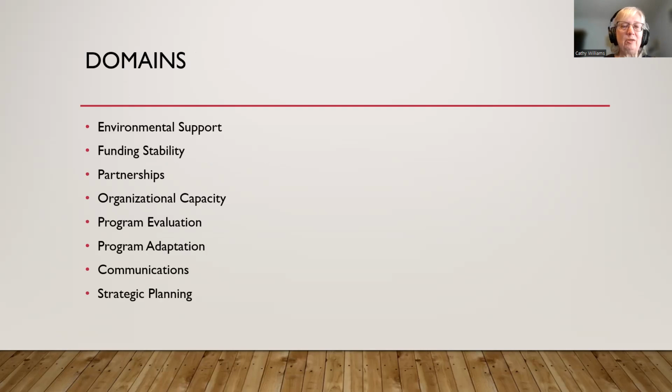So the domains for the PSAT are environmental support. You'll see in some of the literature that I share with you, it used to be called political support, and they changed the name to environmental support because they felt like it was more inclusive, and political didn't really cover everything that they were looking to get at. Funding stability, partnerships, organizational capacity, program evaluation, program adaptation, communications, and strategic planning.